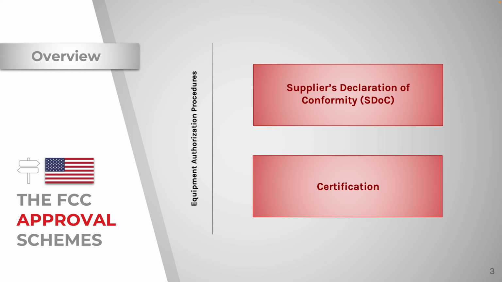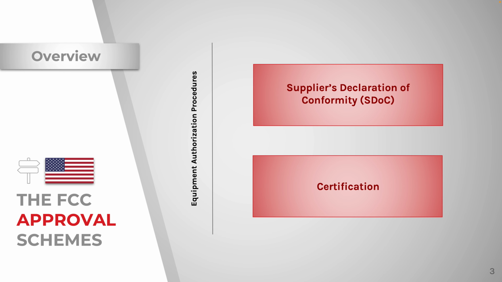Equipment that only contains digital circuitry and does not contain a radio transmitter, such as computer peripherals, microwave oven consumer ISM equipment, switching power supplies, LED light bulbs, radio receivers, and TV interference devices, are subjected to approvals using the SDOC procedure or may optionally use the certification procedures.